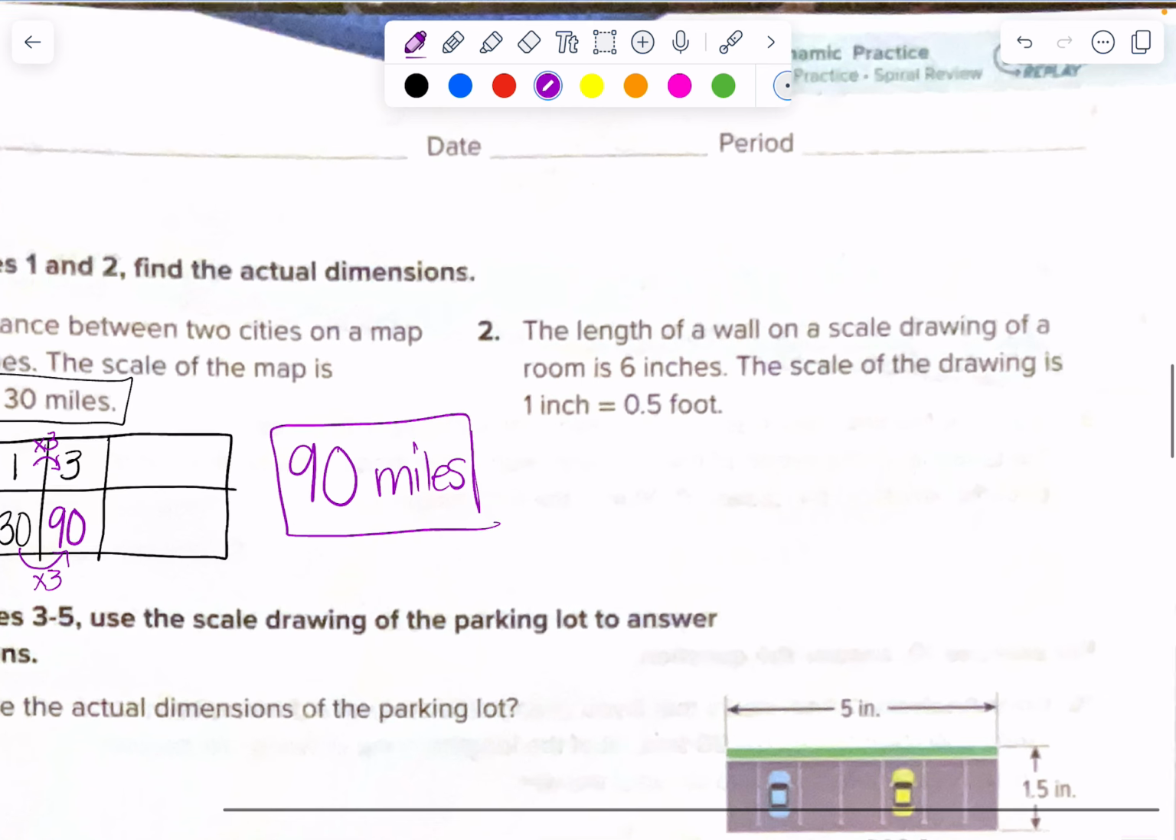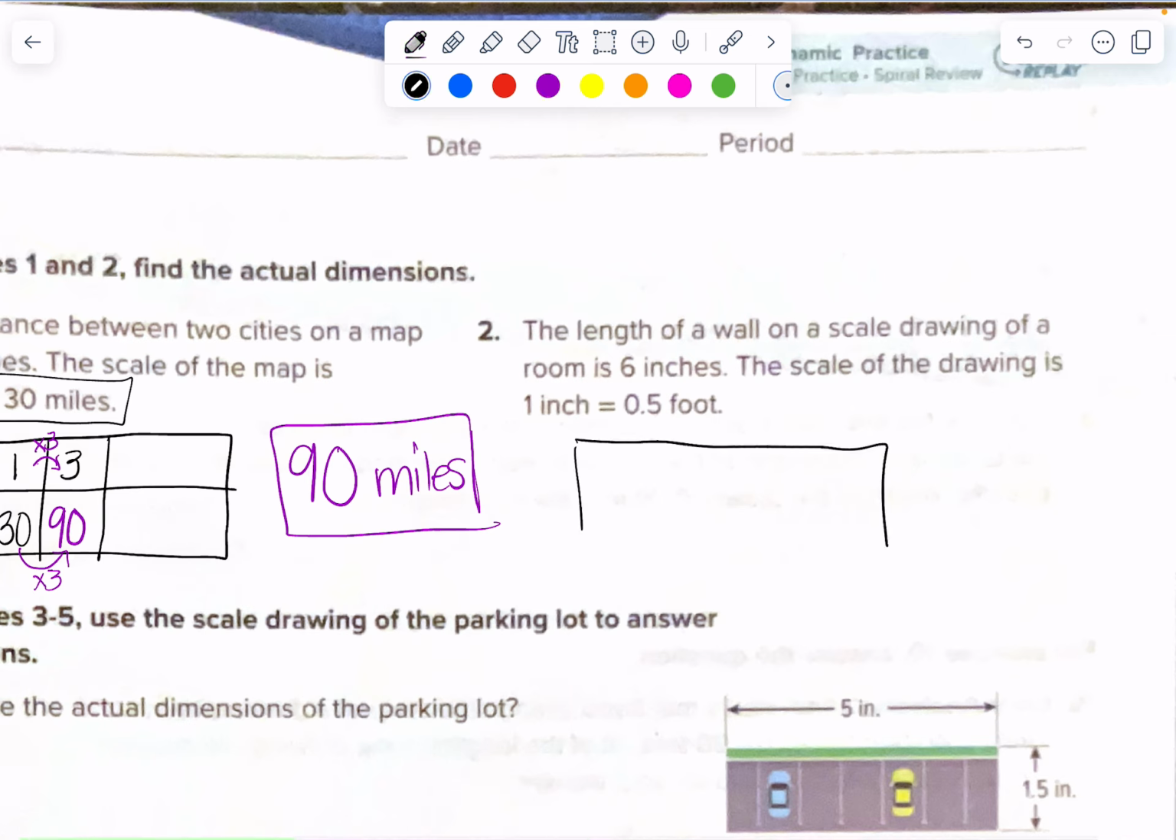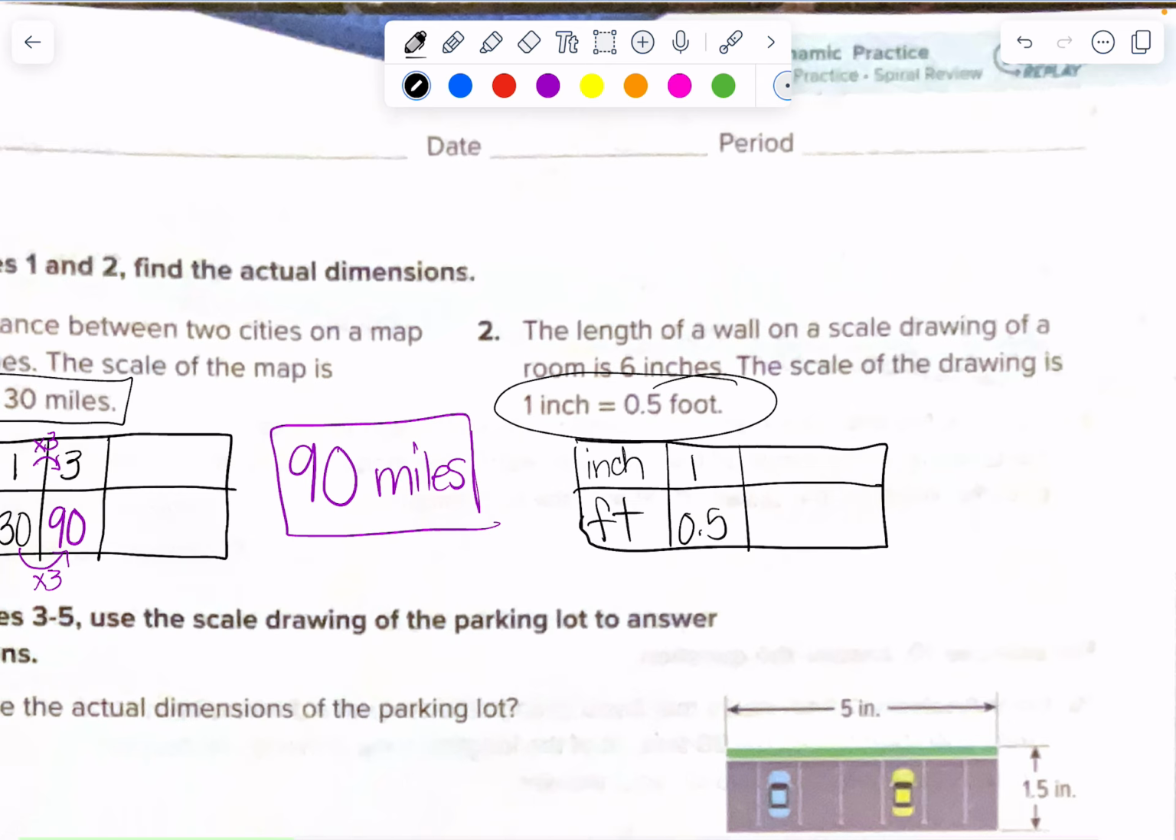All right. Number 2, the length of a wall on a scale drawing of a room is 6 inches. The scale of the drawing is 1 inch is equal to half of a foot. So I want to figure out the actual length of that wall. So again, we're going to start with a ratio table. I know that 1 inch, again, I'm going to use that scale that they tell me, 1 inch is 0.5 feet. And then now I want to figure out what 6 inches would be.